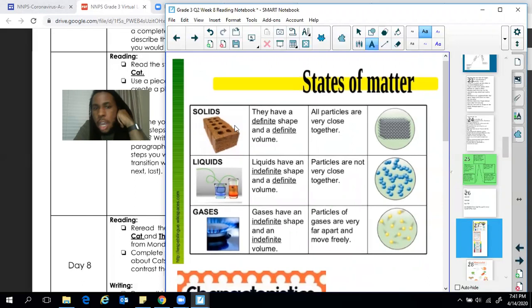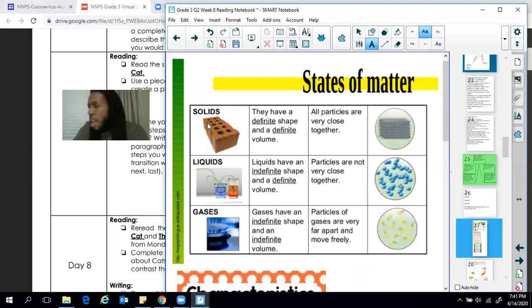So remember, friends, solids have a definite shape and a definite volume. Friends, volume refers to the amount of space an object has or holds. All right. Liquids have an indefinite shape. That means they don't have an exact shape, and they have a definite volume, friends.